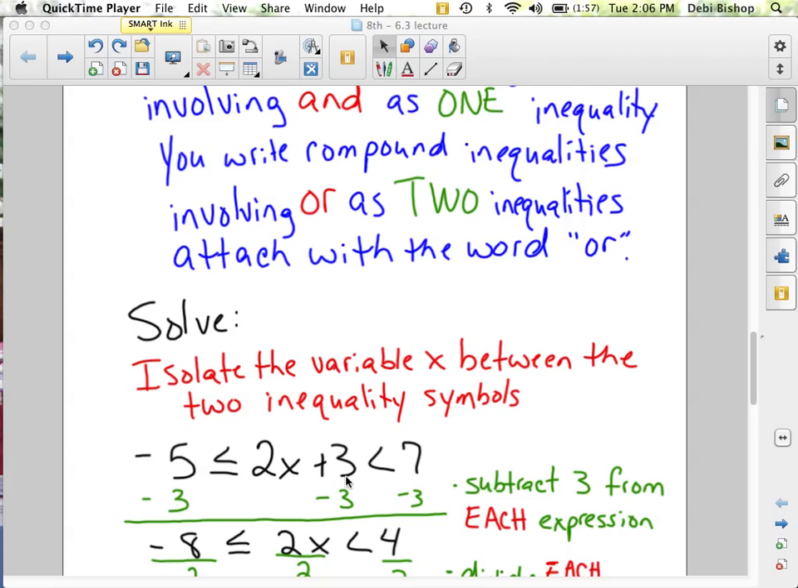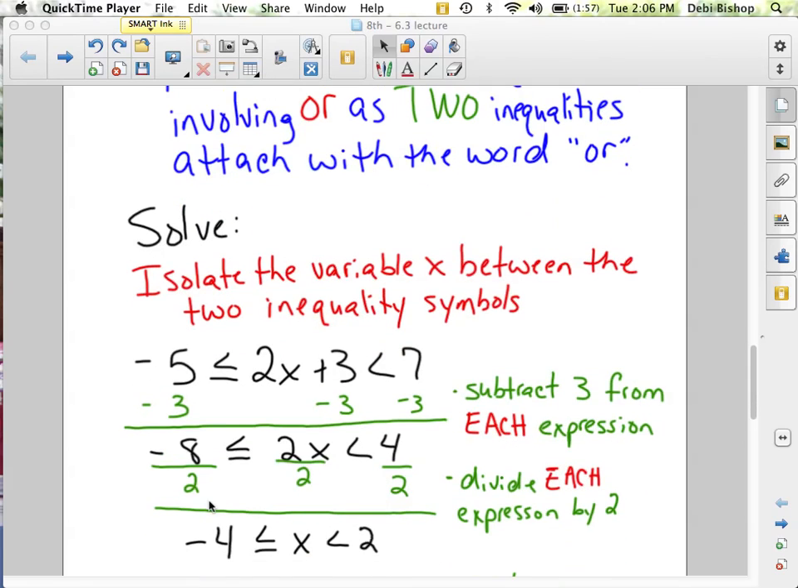So 2x plus 3, I subtract 3, and I subtract 3 from each expression, so from each side of each inequality symbol. So I subtract 3 here, subtract 3 here. I get negative 8 is less than or equal to 2x, which is less than 4.